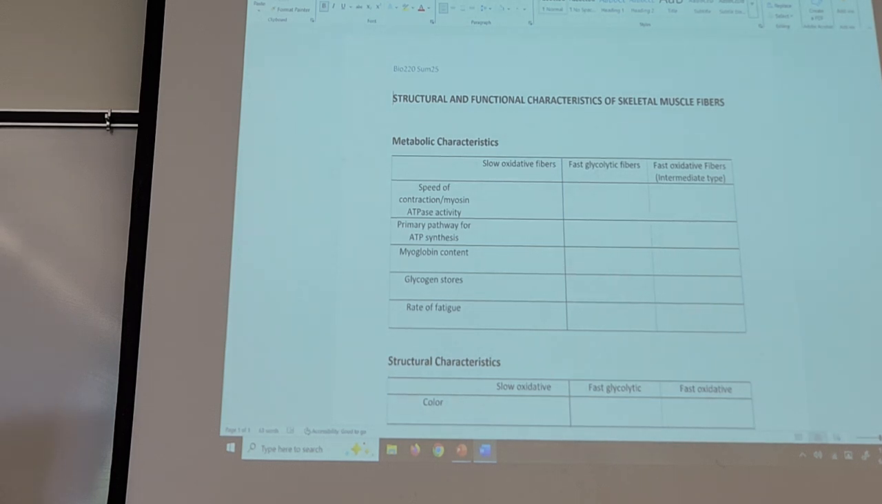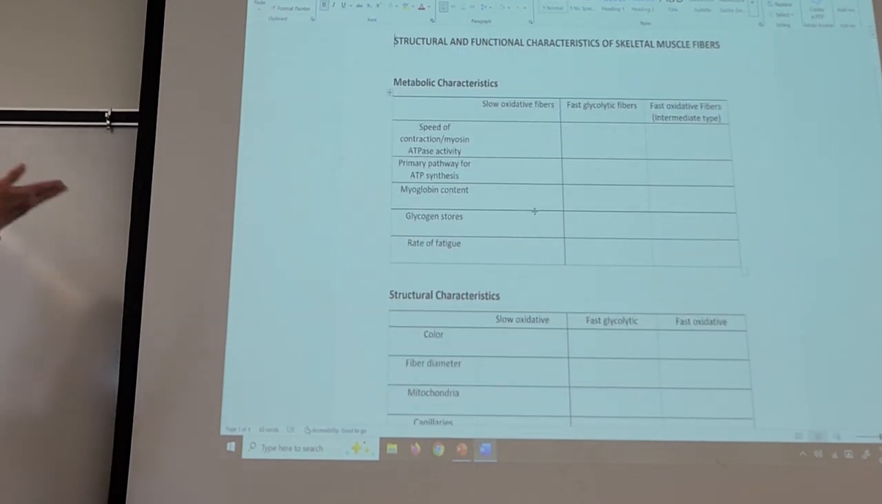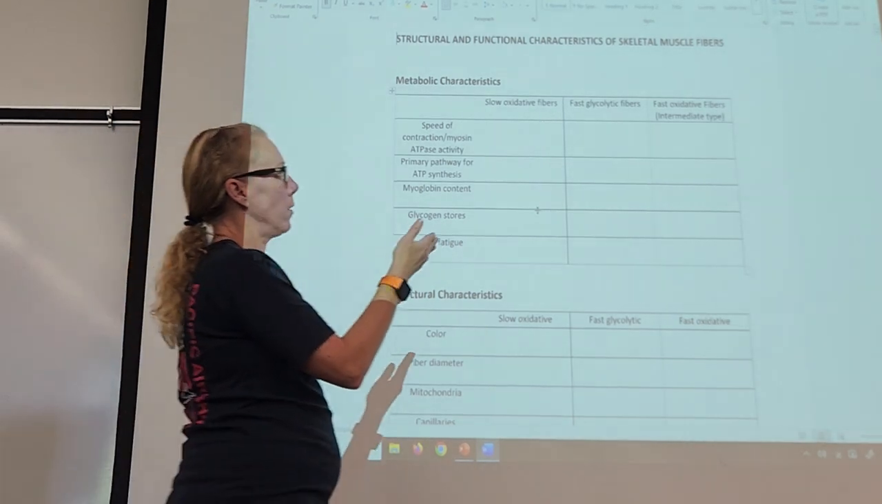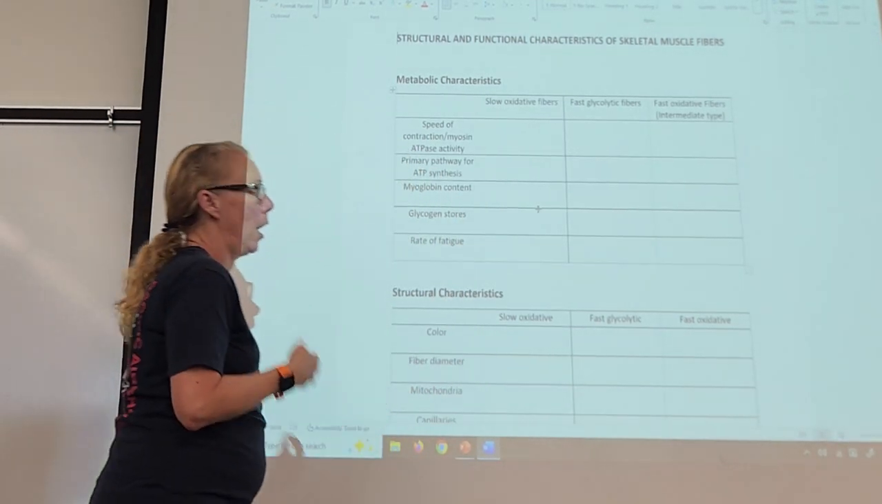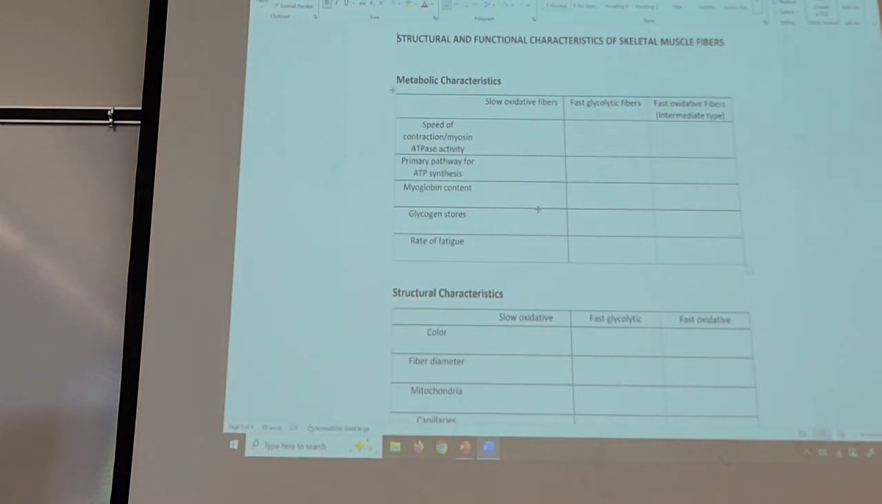So, in the body, we have three different muscle fiber types, and they're listed here. We have what are called slow oxidative, fast glycolytic, and then we have fast oxidative, okay, which is also called intermediate fibers, okay? So we'll go over the first two columns first, and then we'll return back to the last column and describe the fast oxidative, okay? So, just based on the name, all right?